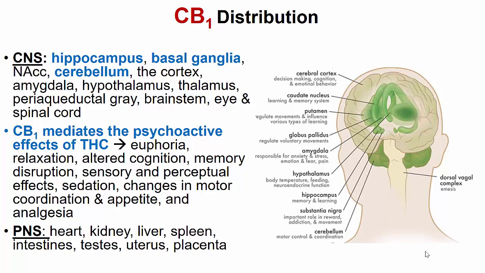We also find CB1 receptors in the peripheral nervous system. Their main function there is to promote energy conservation, modulating the storage and utilization of energy reserves. Okay, so now let's keep moving forward.